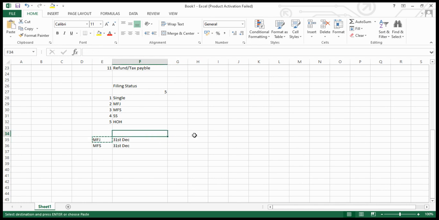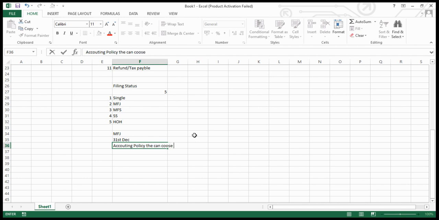So which accounting policy they are using is not a criterion. We can combine them. They can choose anything, cash or accrual. Okay, or can they choose accounting years as different? No, that is not possible. Accounting year they can't choose differently.